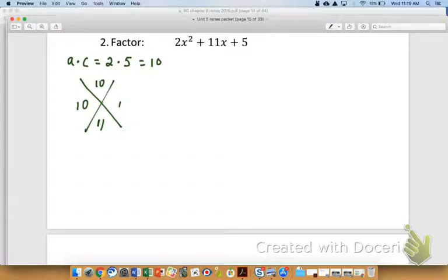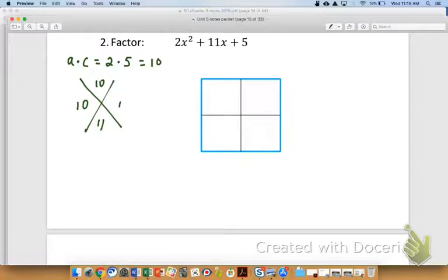So here we go. Hey guys, listen up, please. We build a box. Here's how the box works. What goes in the upper left-hand corner? The whole term. Like ax squared, right? The whole thing. So in this case, it would be 2x squared.